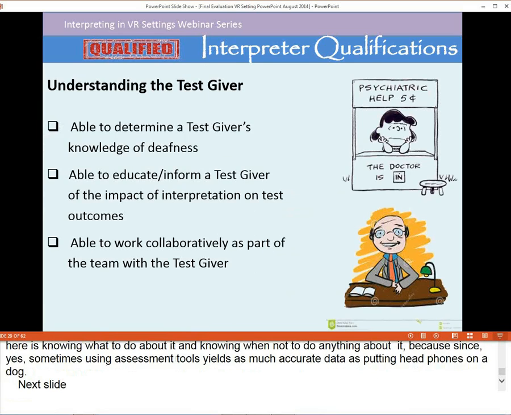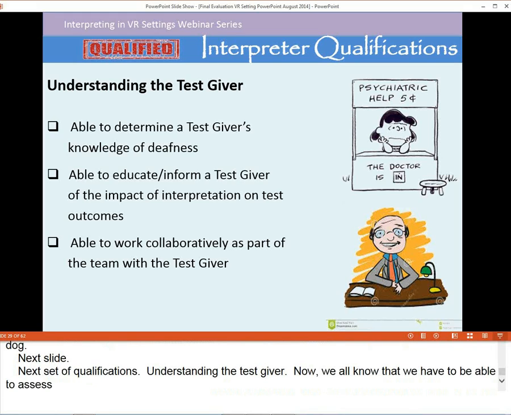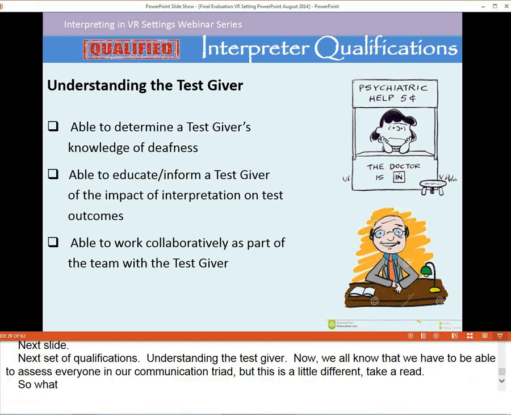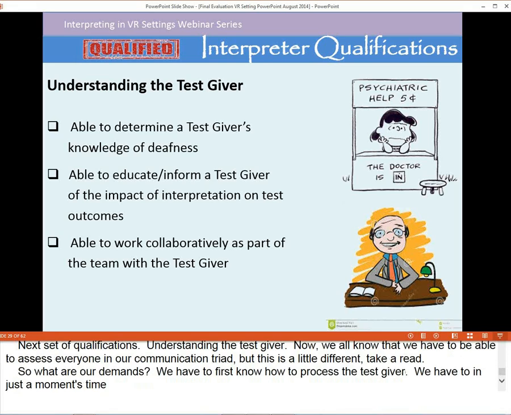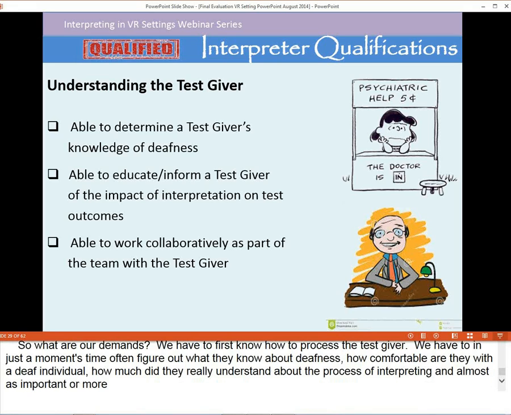Next slide. Next set of qualifications, understanding the test giver. Now we all know that we have to be able to assess everyone in our communication triad, but this is a little different. Take a read. So what are our demands? We have to first know how to process the test giver. We have to, in just a moment's time often, figure out what they know about deafness, how comfortable they are with the deaf individual, how much they really understand about the process of interpreting, and almost as important or more important, how comfortable they are with you.